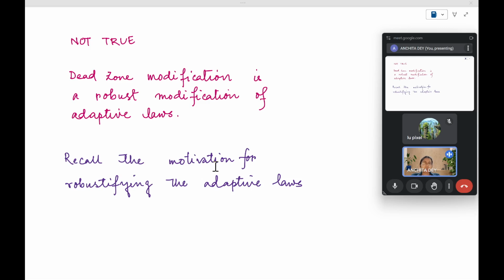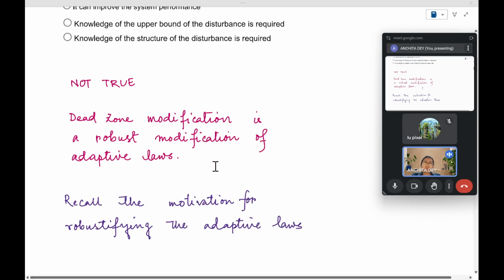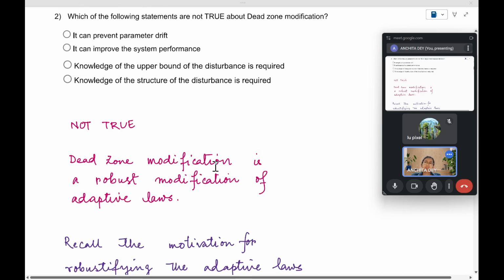So the next question is what was the motivation for robustifying the adaptive laws? There were certain motivations that sir had discussed in the class, right? For example, you would want to prevent parameter drift. You would want to handle any additive disturbances. You would want to handle any parametric uncertainties, right? So that means it can prevent parameter drift, which is true. That's one of the correct options.